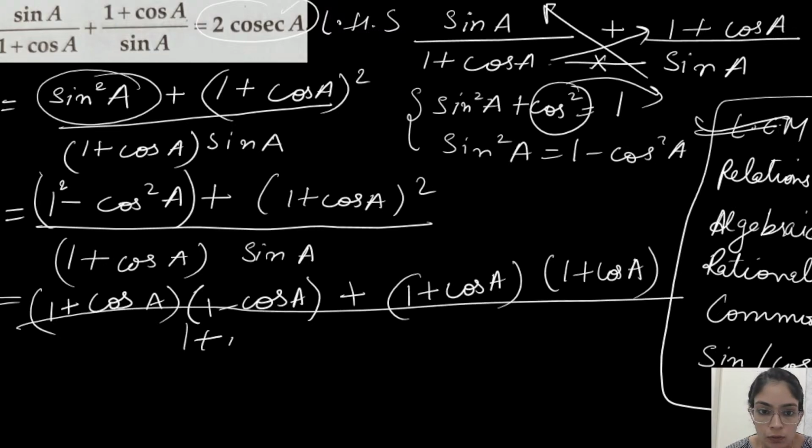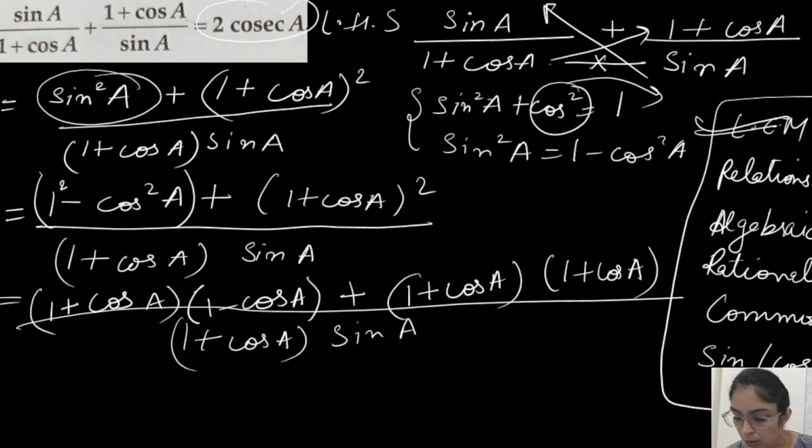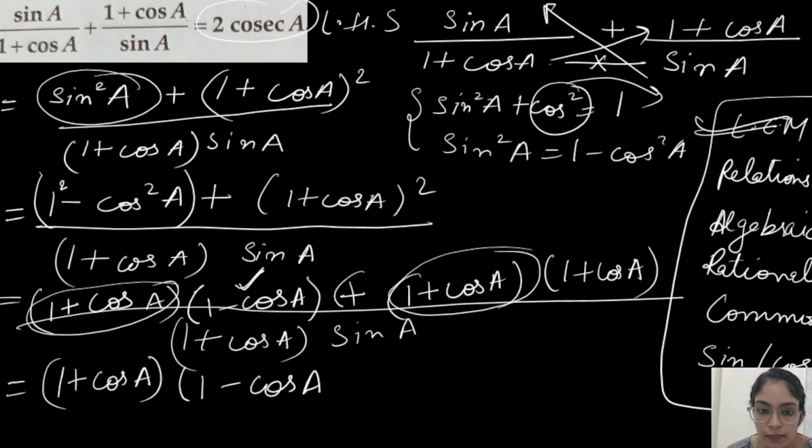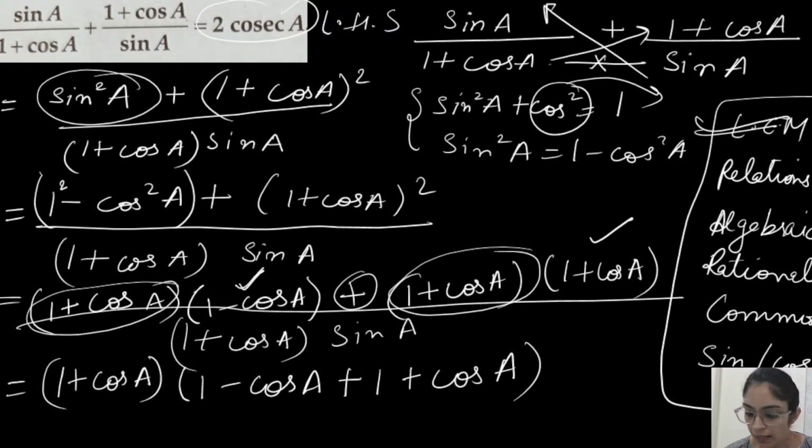Now here 1 plus cos A as it is, by sin A. Yes, we can take the common factor. 1 plus cos A we can take common because in both the terms 1 plus cos A is present. So 1 plus cos A is a common factor. What is left behind? In the first term the leftover is 1 minus cos A, plus as it is, and here I have 1 plus cos A left. So the terms which are left, we can write.